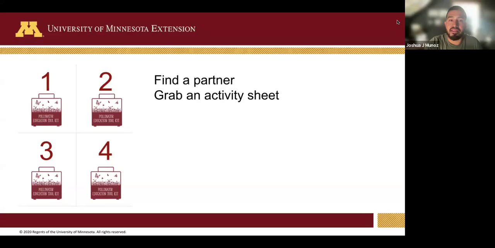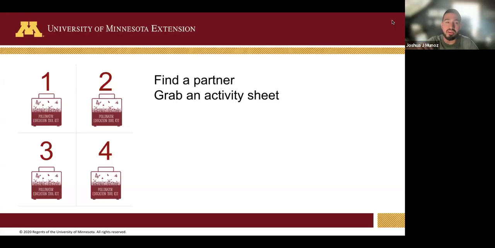So yeah, this is how we kind of started in the in-person conference. We just got them to find a partner and grab an activity sheet, which looks like a nice little packet with all the stations in it. Everyone, when they were walking in, grabbed the packet and got a partner, and they started going through all the stations.